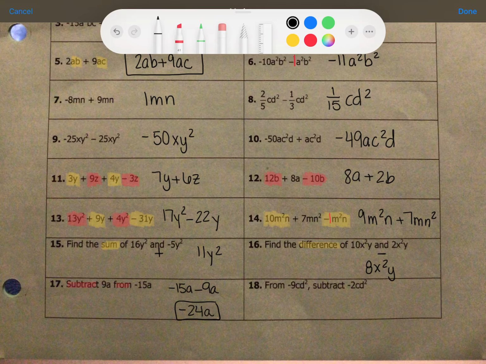And then number 18, again, the wording is a little different here. It says from -9cd squared, we're going to subtract the -2cd squared. So it says from the 9, we're going to subtract the -2. So I'm going to subtract very carefully here. So if you notice, I put minus the -2cd squared. Can anybody remember what a minus and negative is? That's right, plus plus. So -9 plus 2 is -7cd squared. You notice my variables and my exponents stay exactly as they started. So that is adding and subtracting monomials.